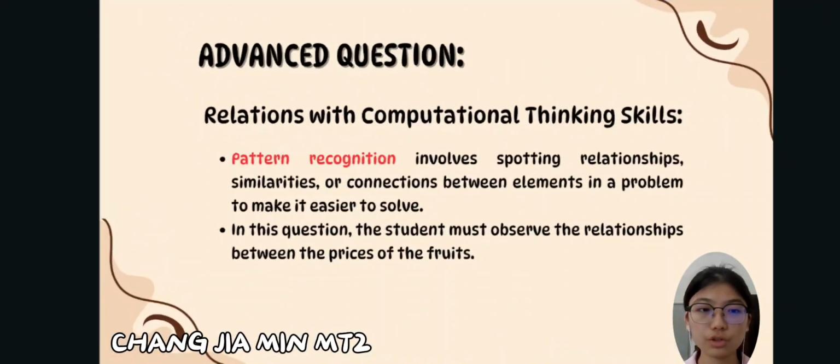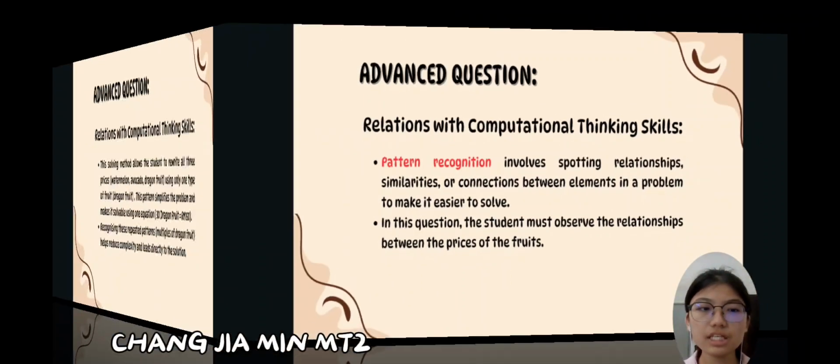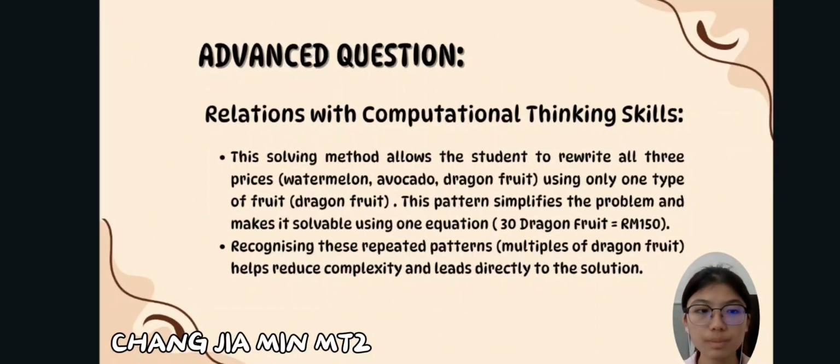This question is also related to computational thinking skills, and the main computational thinking skill that we can see in this question is pattern recognition. It is because the student must observe the relationships between the prices of the fruits. This solving method allows students to rewrite all 3 prices using only one type of fruit. This pattern simplifies the problem and makes it solvable using one equation, which is 30 dragon fruits equal to 150 ringgit. So, recognizing these repeated patterns can help reduce complexity and lead directly to the solution.